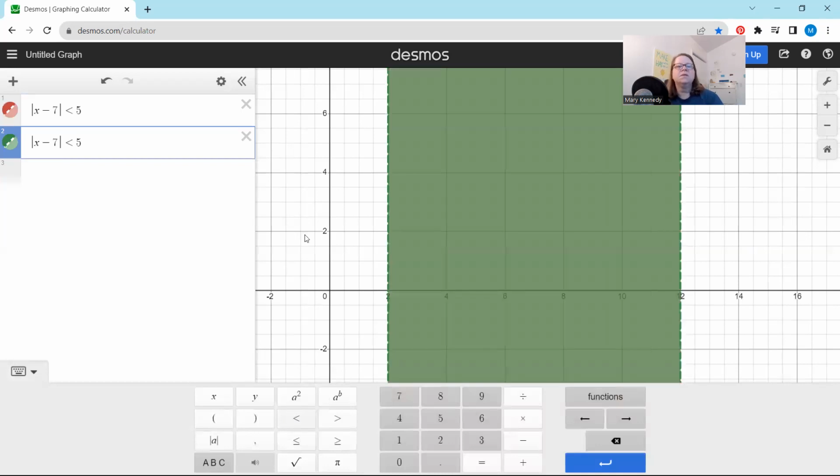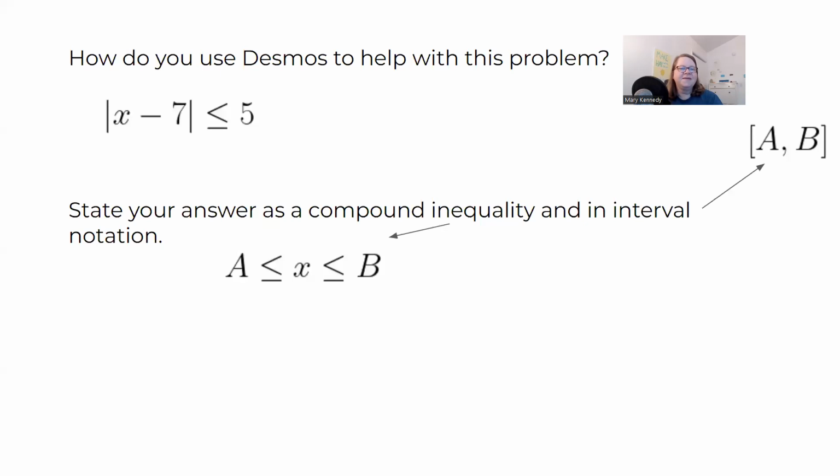And so we can see it there. We can see it in either color. That works. Let me double check that I'm using the right one. X minus 7. Oh, less than or equal to. Ooh, that's important. So let's go to that.